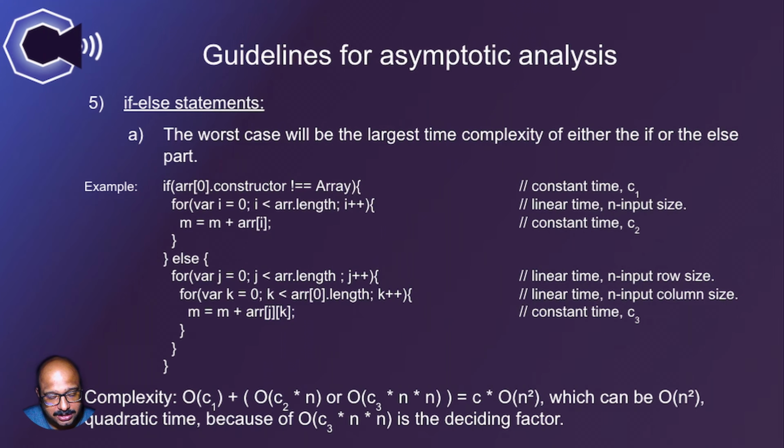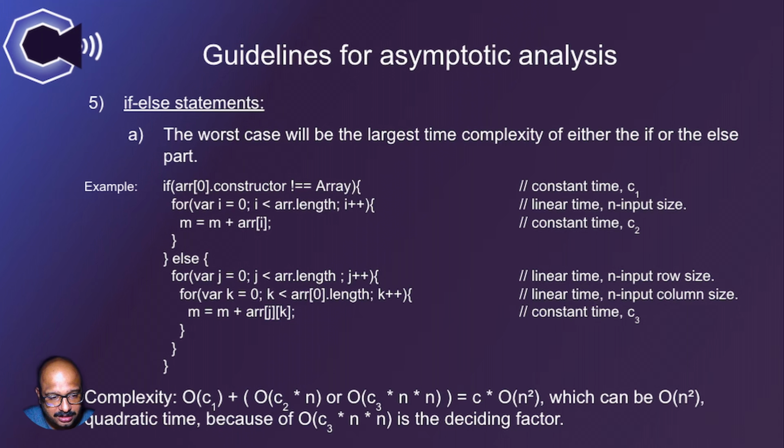Now, if else statements. The worst case will be the largest time complexity of either the if or the else part. As you can see, there is a single for loop inside the if statement, and for the else block, we have a nested loop. So the complexity will be the largest time complexity, which is inside the else block. Even if the if condition is true, we will consider the else block as the deciding factor.